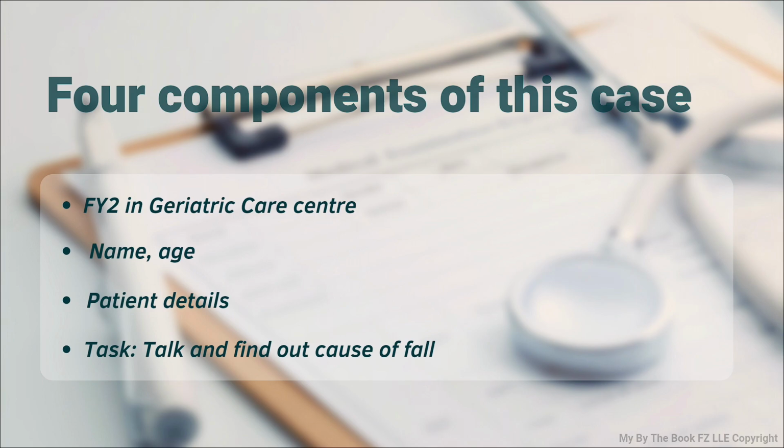Now first let's talk about the difference between please talk to this patient and find out the cause of his fall, and please talk to this patient, comma, find out the cause of his fall and explain further management to him. When you have a sentence at the end of your task which says explain further management with him, it means you have to talk a little bit more about the management and you can expect some more information which the examiner will give you.